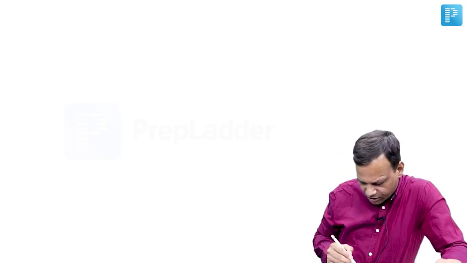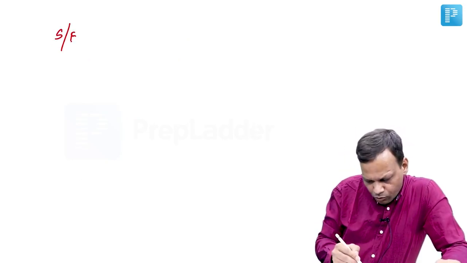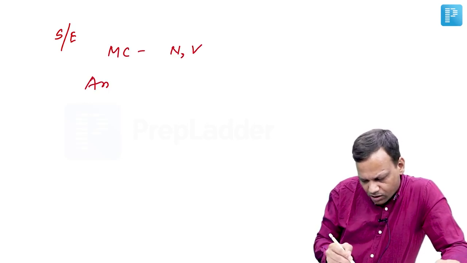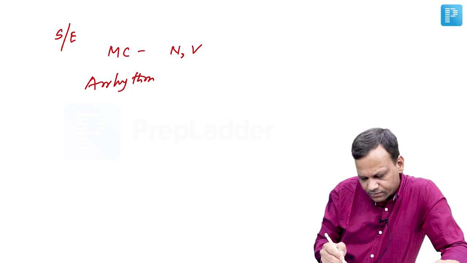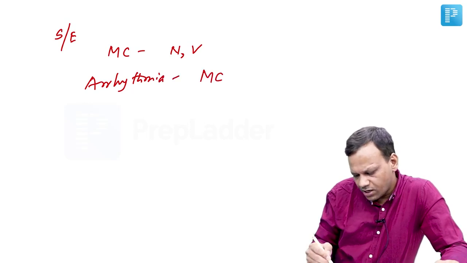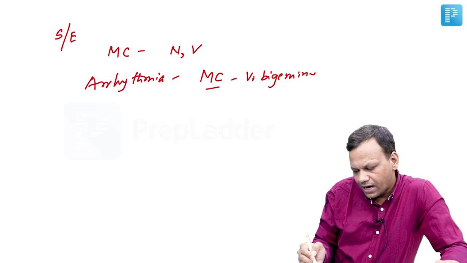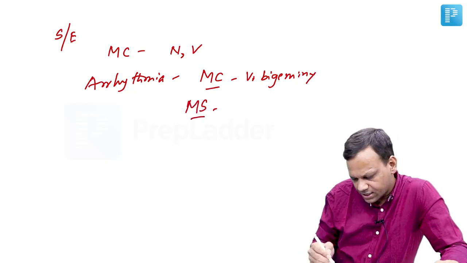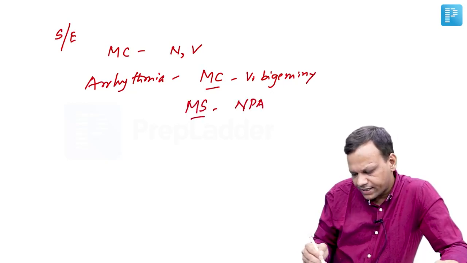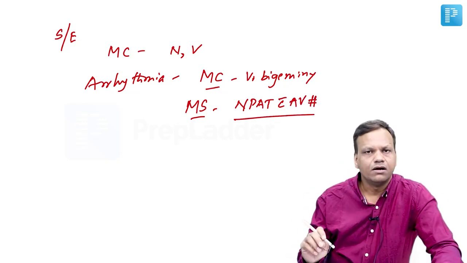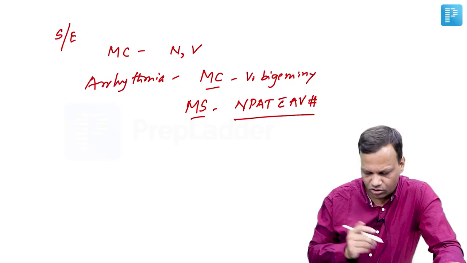The major side effects of digoxin include, most common being, GI side effects like nausea, vomiting. Then it can cause almost any arrhythmia. The most common arrhythmia noted with digoxin is ventricular bigeminy. And the most specific or most characteristic is non-paroxysmal atrial tachycardia with AV block. Non-paroxysmal atrial tachycardia with AV block is the most specific arrhythmia caused by digoxin.